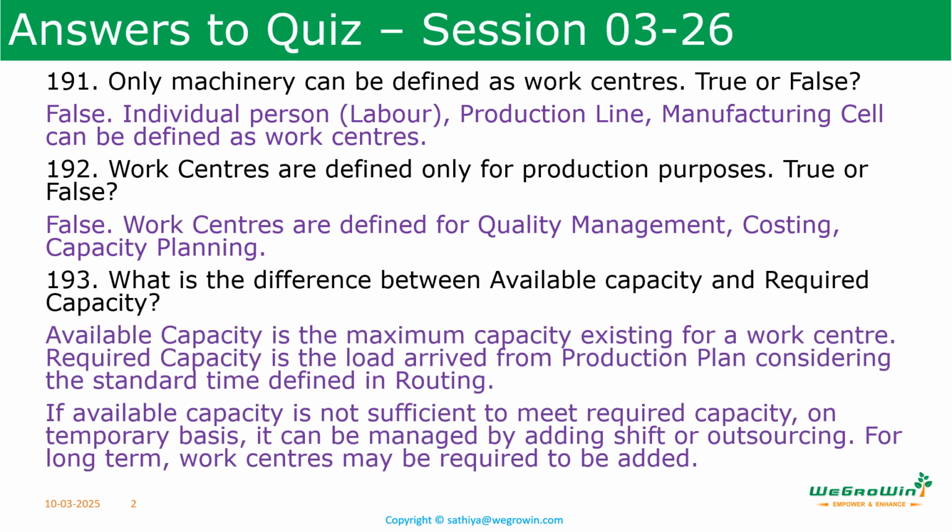What is the difference between available capacity and required capacity? Available capacity is the maximum capacity existing for a work center. Required capacity is the load arrived from production plant, considering the standard time defined in routing. If available capacity is not sufficient to meet required capacity, on temporary basis, it can be managed by adding shift or outsourcing. For long term, work centers may be required to be added, that is investment.